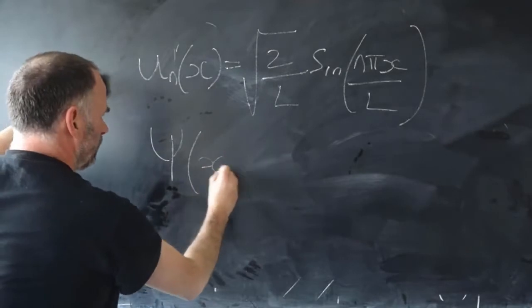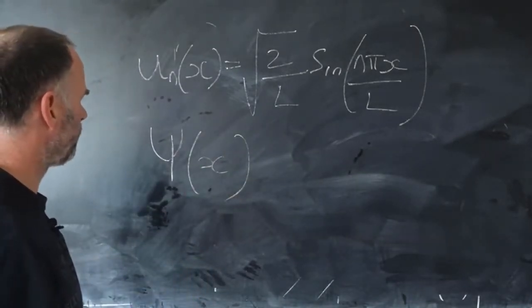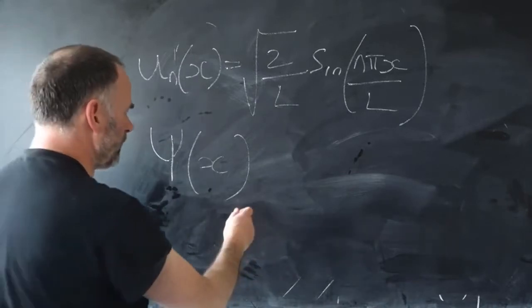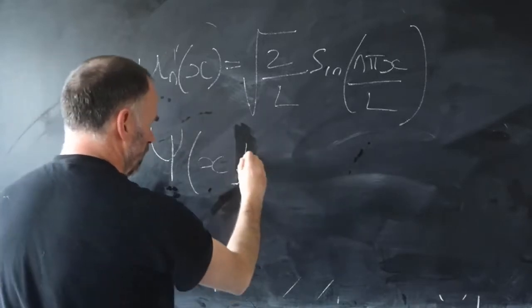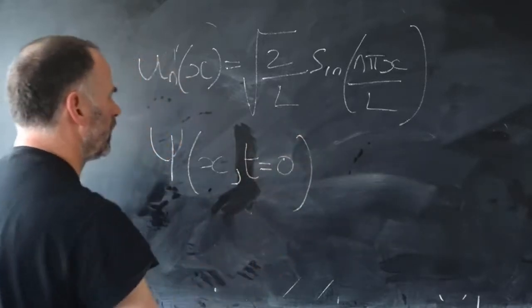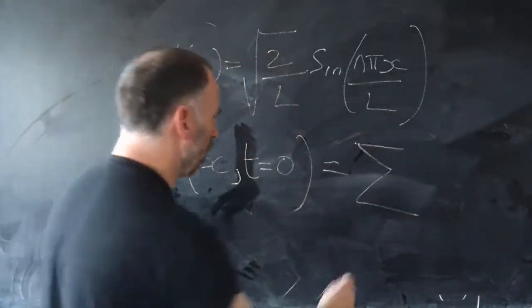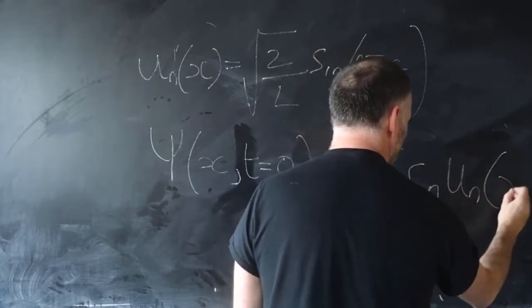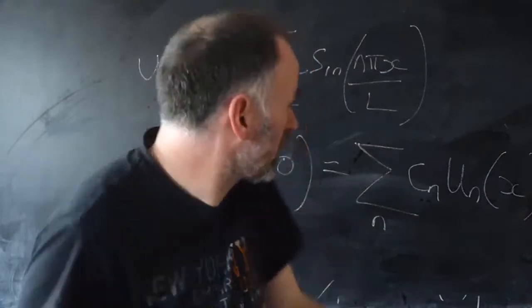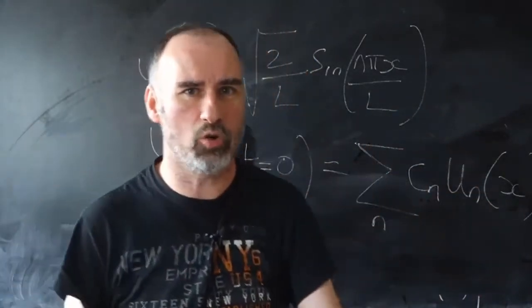So, a wave function in terms of x can be written, and actually I'm going to put the time dependence in as well. Psi of x at t equal to 0 is equal to the sum over n of these functions, where the C_n is a coefficient that tells us how much of each of these basis functions we need to represent our waveform.